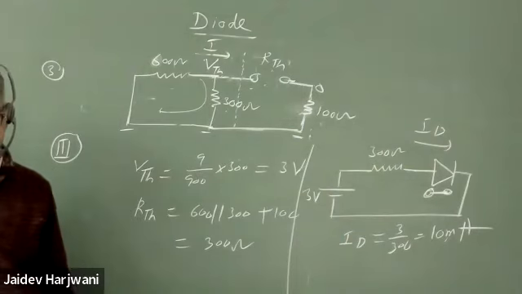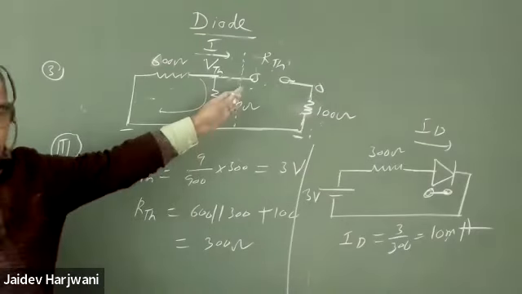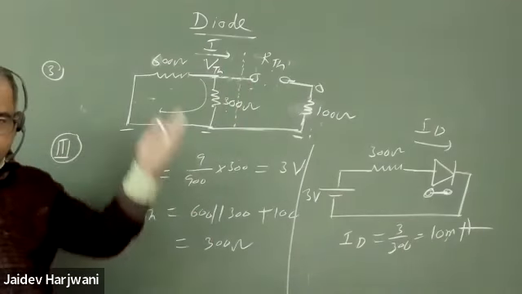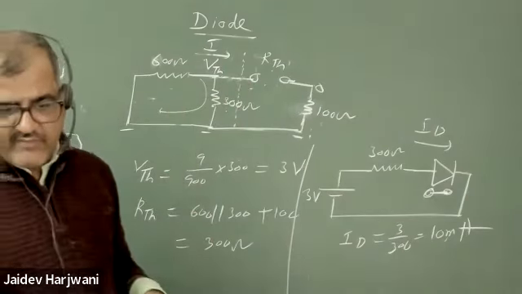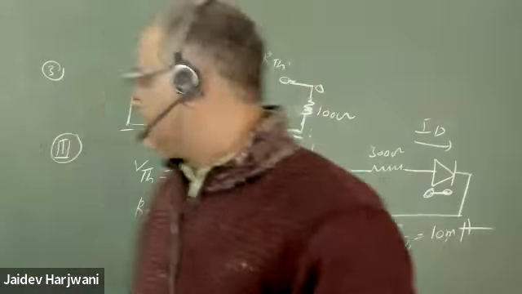How are VTH and RTH found? We are making it open. We are assuming this is a load. Yes, and the rest of the circuit we are calculating with Thevenin.